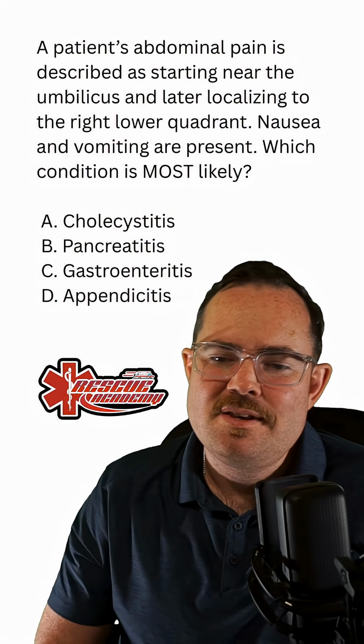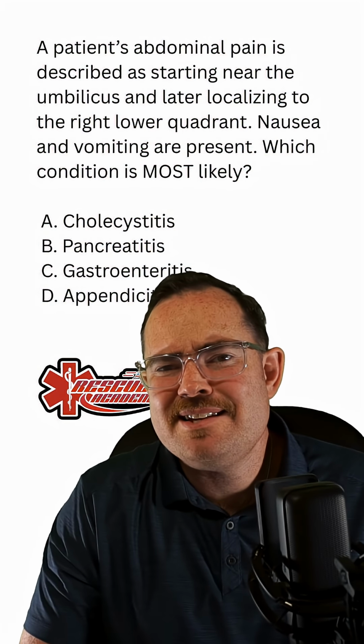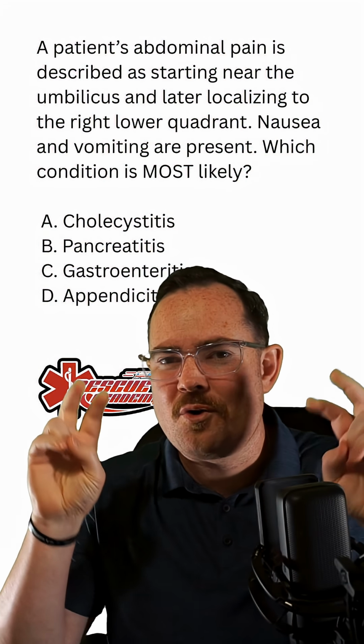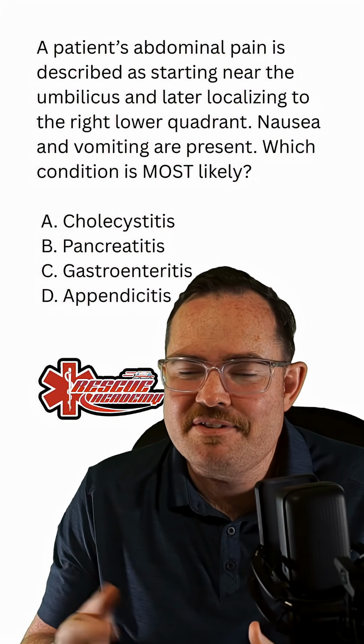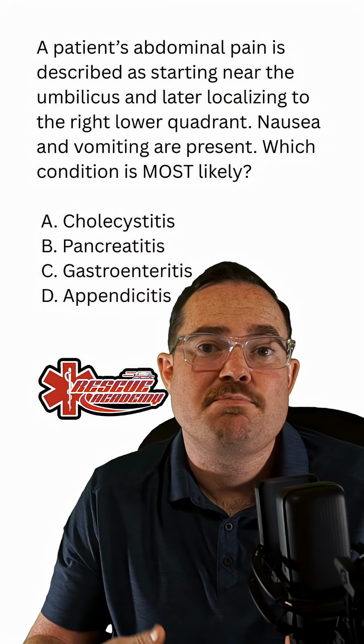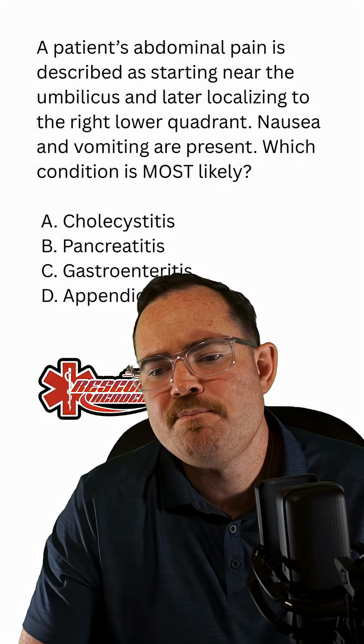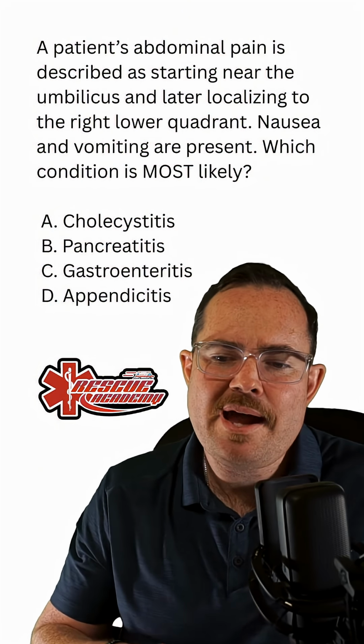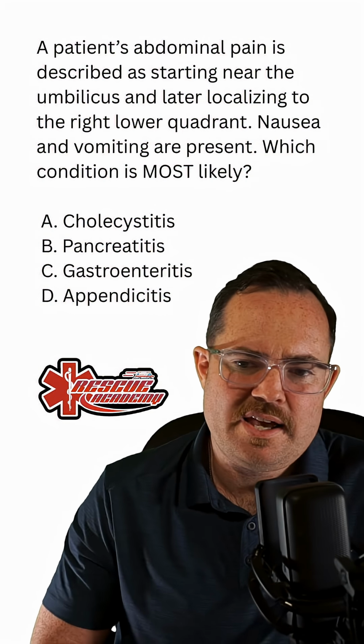quadrant pain. B, pancreatitis, is something that I would see with a chronic alcoholic patient on a lot of exams. I would also see Cullen sign or Gray Turner sign. So there's bleeding associated with pancreatitis. Also, this pain would be radiating to the back. That is often seen on exams.